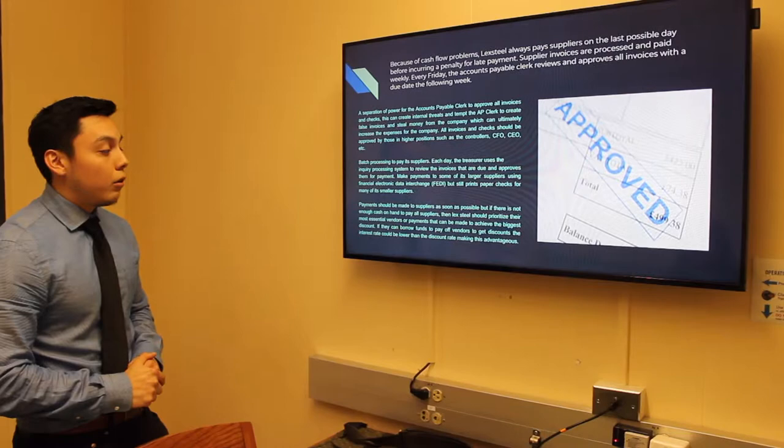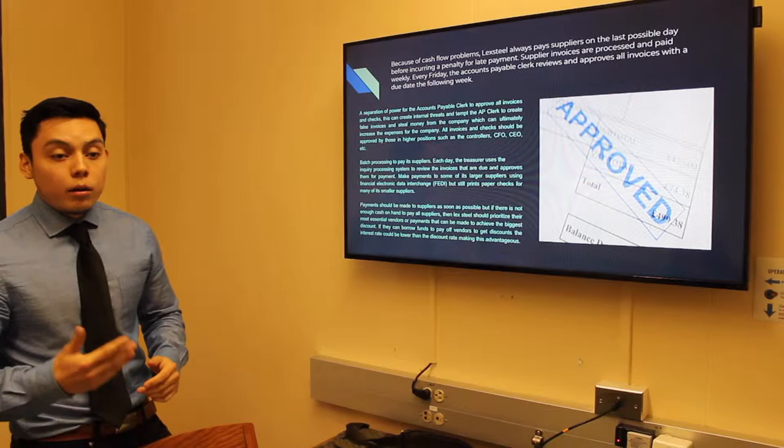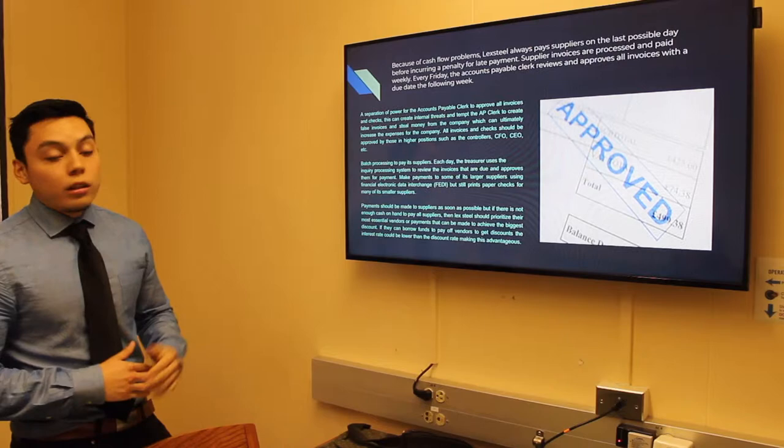And one thing that can help with this is paying off these suppliers with the loan. You can also incur a discount because you're paying them on time or before the due date, which can also help reduce the cost of how much is due. And these are just some things that we've seen within this specific instance for Lake Steel.